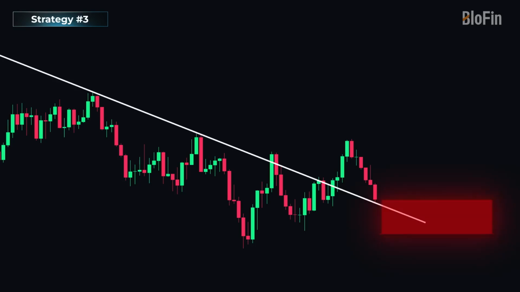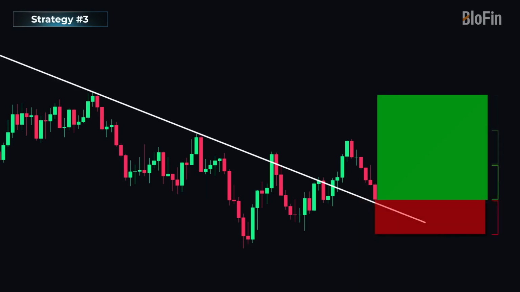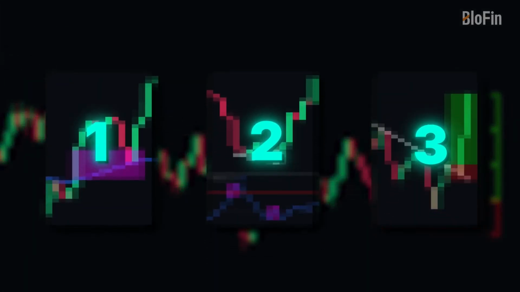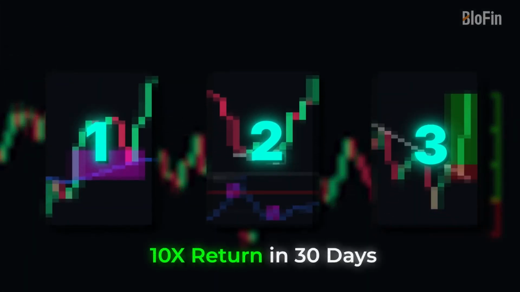I like to place a tight stop loss just below the trend line, and for the take profit target, we can aim for 3 times the stop loss. As you can see in this example, price continues moving up and eventually hits our take profit target, a clean and successful trade. So those are the top 3 strategies I use to 10x my account in less than 30 days.